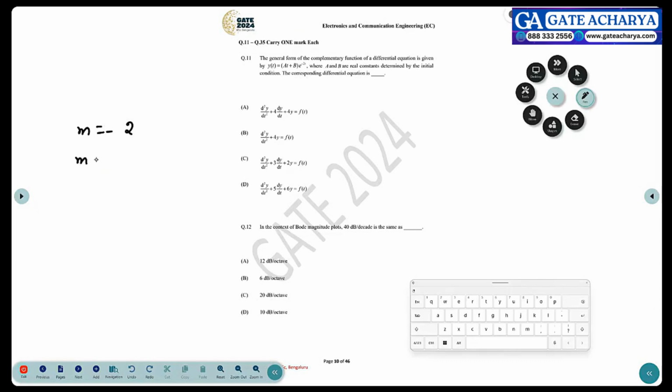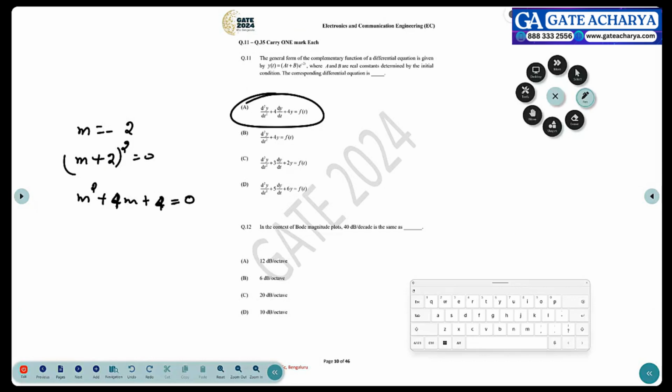Therefore, (m plus 2) the whole square is equal to 0. That means m square plus 4m plus 4 is equal to 0. So which one is correct? The first one. So this is the auxiliary equation. With m as d, we get d square plus 4d plus 4 into y is equal to some function of x, or equal to 0. We find the equation from the solution.